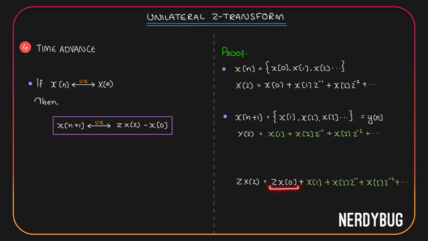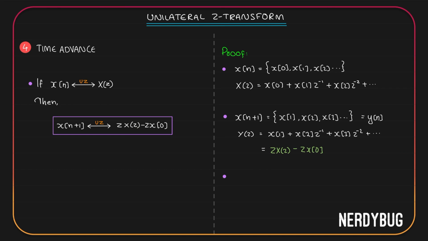Except here we have an extra term. So we can write Y of z is actually z X of z without the z x of 0 term. So the unilateral Z transform of x of n plus 1 is z X of z minus z x of 0. This is what we have written over here.